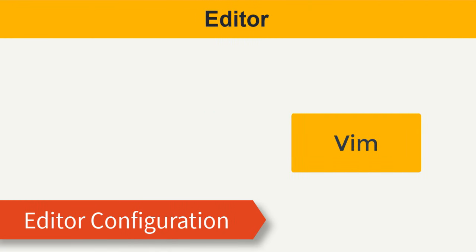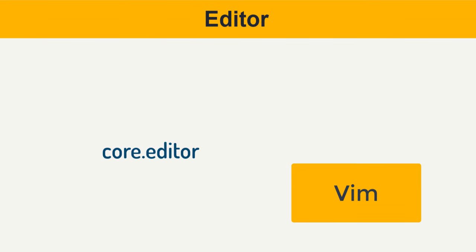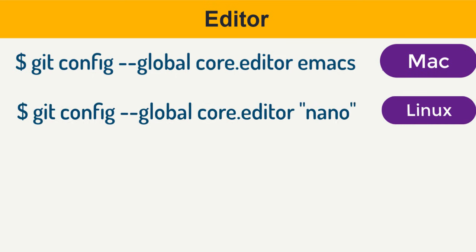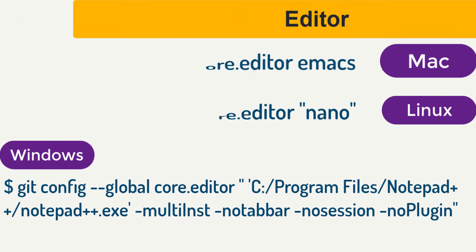Vim is the default editor for Git, but Git allows you to change your default editor by setting the core.editor setting. In macOS, you can set Emacs as your default editor by running this command. In Linux, you can choose Nano as your default editor and run this command. In a similar way, for Windows, you can configure Notepad++ as your default editor by setting the core.editor like this.